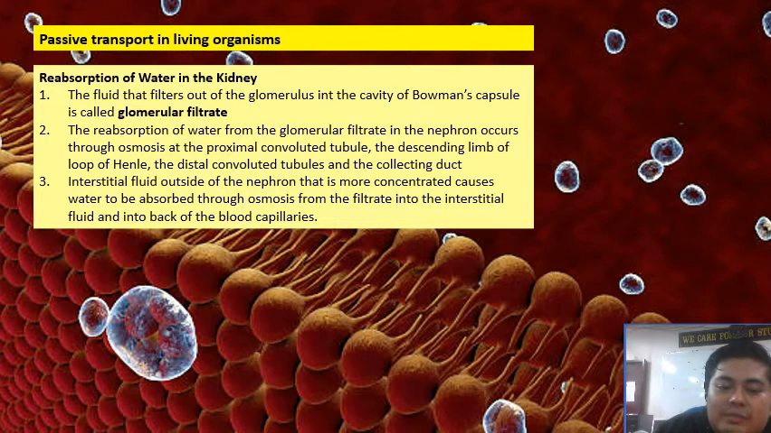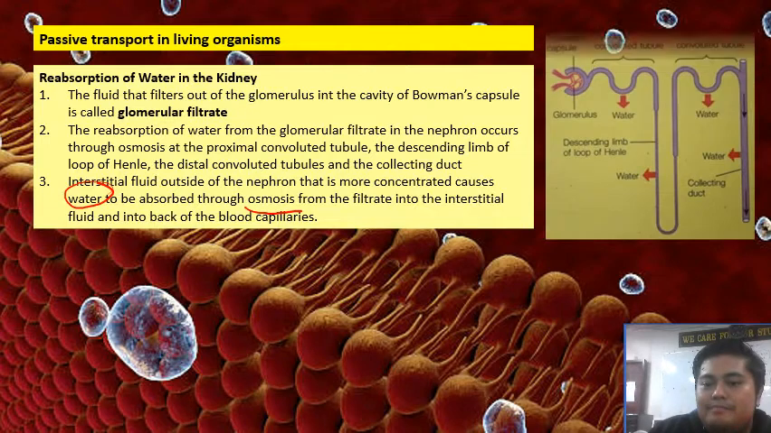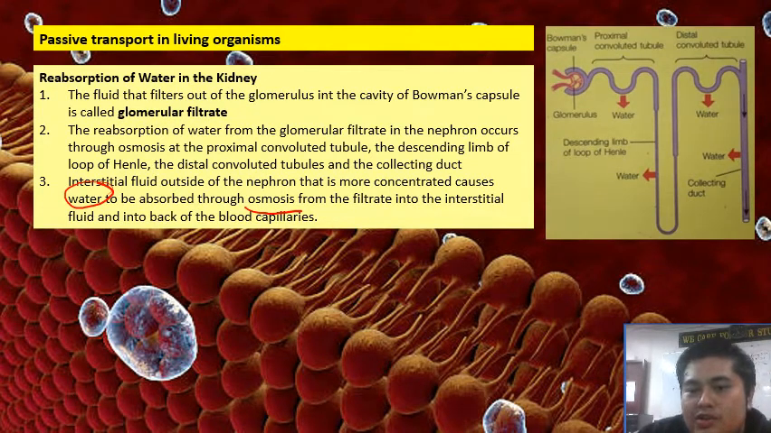Ingat, bila kita cerita pasal air, kita akan cakap proses osmosis. From the filtrate into the interstitial fluid, back into the blood capillary. So, macam inilah. So, dia akan meresap keluar melalui, okey, macam tadi, dia melalui proses simple diffusion, tapi yang ni dia akan melalui proses osmosis. So, untuk chapter ni, kalau rasa macam tak faham, jangan risau sebab kita akan jumpa lagi untuk chapter 13 nanti, homeostasis.